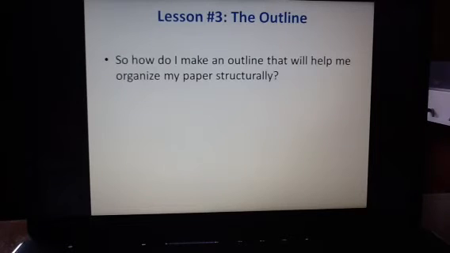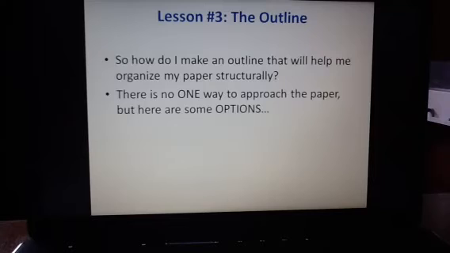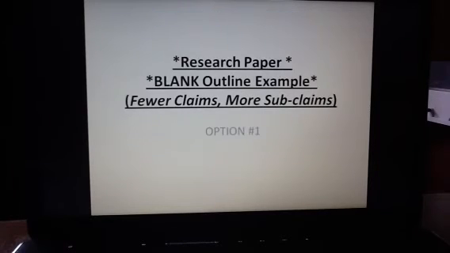So how do I do that? Okay, would be the question. Well, unfortunately, there's no one way to approach the paper, but there are some general rules that you can follow. So that's what I want to talk about right now. I want to show you some examples that you can apply to your own paper and make it fit your needs. So first, this particular layout is all about fewer claims and more subclaims, all right?